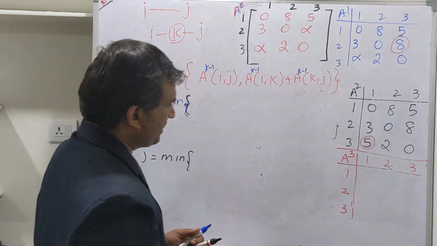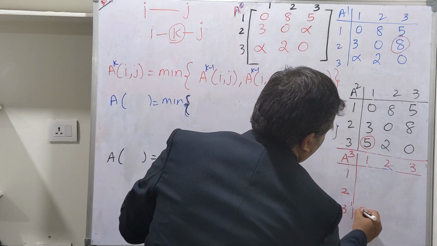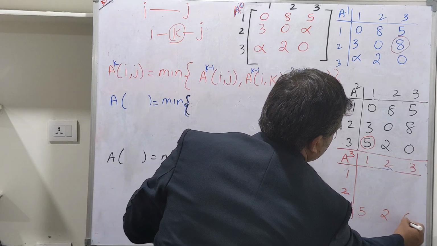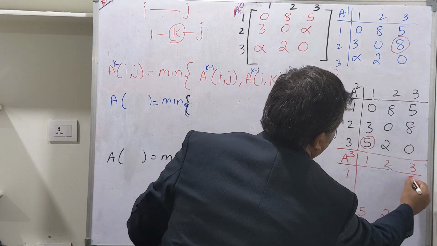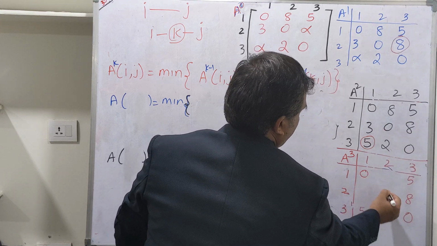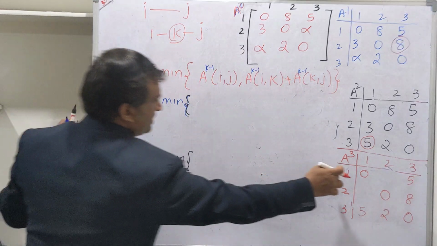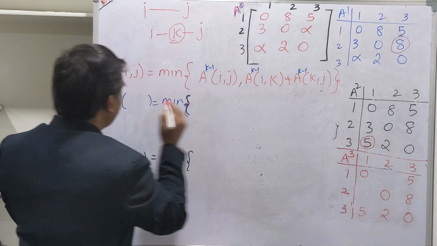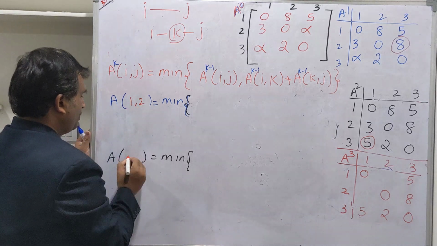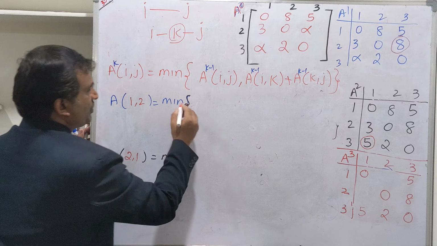Now in the third time, once again what we do? The third row, third column, no change. So 5, 2, 0 as it is, 5, 8, 0. Same, and the diagonal values will be no change. Now let us calculate the remaining values, that is 1, 2 and 2, 1. Let us calculate. Now in 1, 2, what is this?